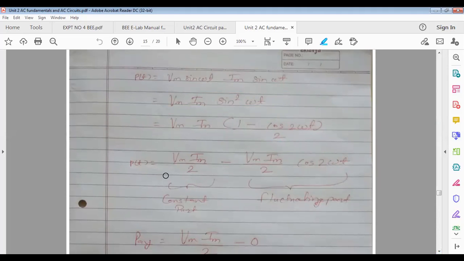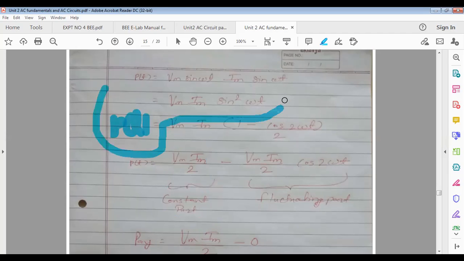Now, if you observe the first one, it is a constant part. Suppose Vm is 10 volt and Im is 1 ampere. So 10 by 2, it will be a constant 5. Means it's a constant part. But observe the second one. This is called the instantaneous power equation, Vm Im sine square omega t.